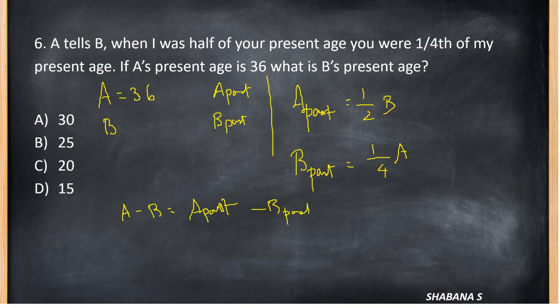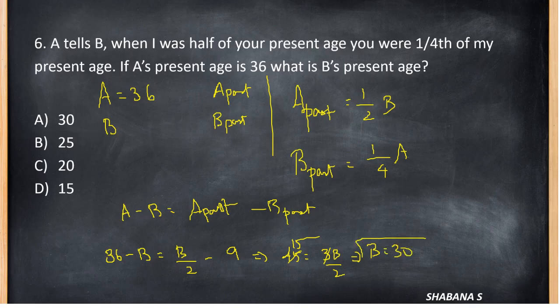So if we take it in that form, A is 36, 36 minus B should be equal to A past, which is B by 2 minus 1 by 4 of A. A is 36, so 36 by 4 gives me 9. So I have got it all in the form of B, so I can find what B is. Let me take it to the other side. 36 plus 9 gives us 45, which will be equal to B by 2 plus B, which is 3B by 2. Okay, so this is 15 times, and the value of B is 30. So B's present age is 30 years.